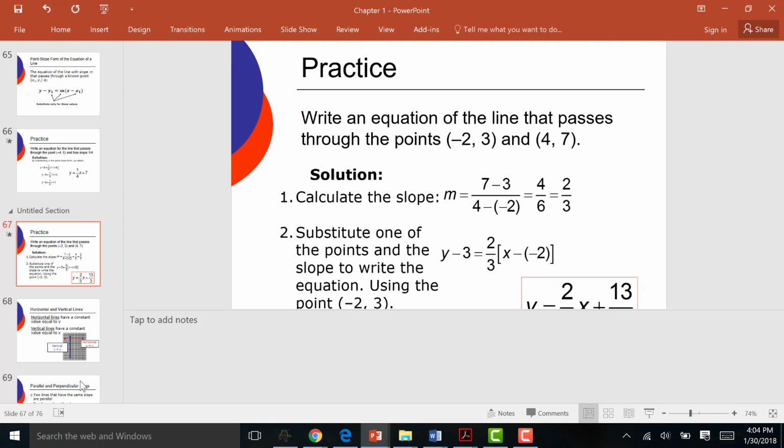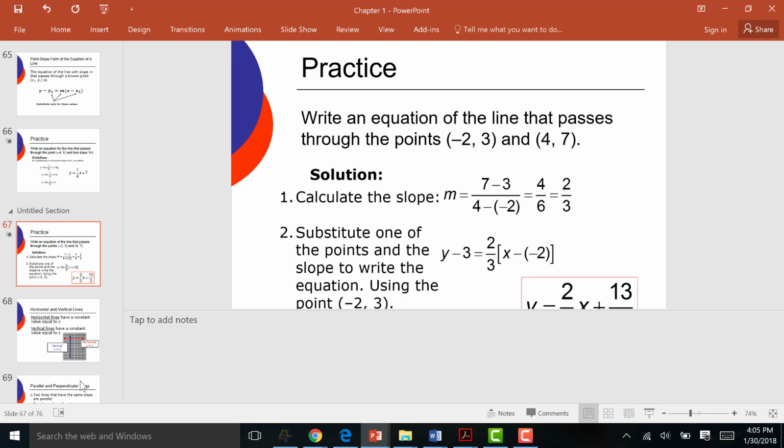I'm going to fill everything else back in as x minus, and I've got an equal sign. I'm going to follow the same steps that I did before. So y minus 3 equals 2/3 times x minus negative 2. Notice that becomes x plus 2, right? Yes. Next step, distribute, which means multiply 2/3 times everything inside the parentheses, which gives us 2/3 x plus 2/3 times 2. Can I put a 1 under that too? Yes.